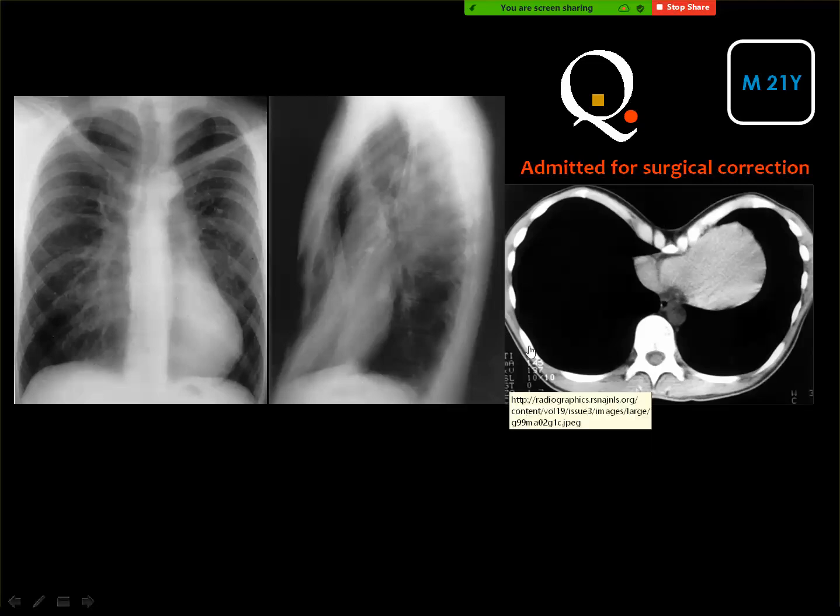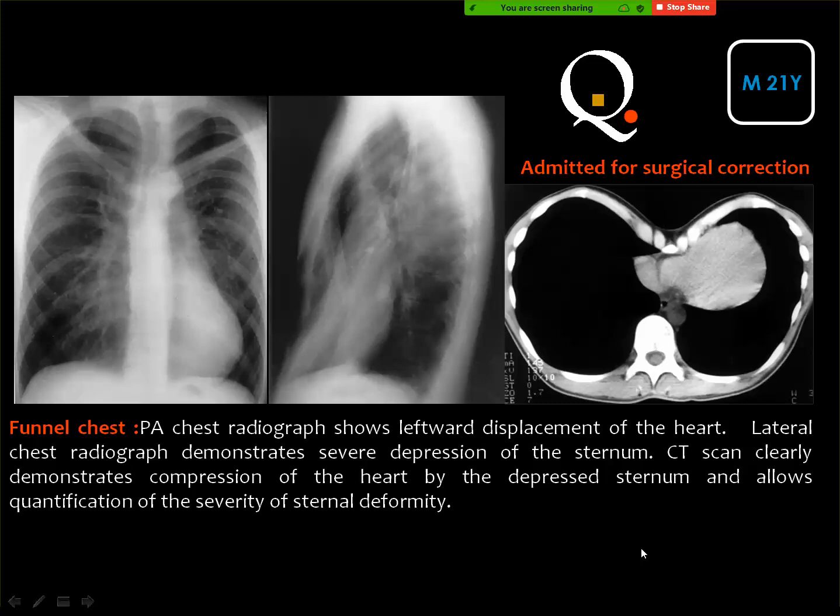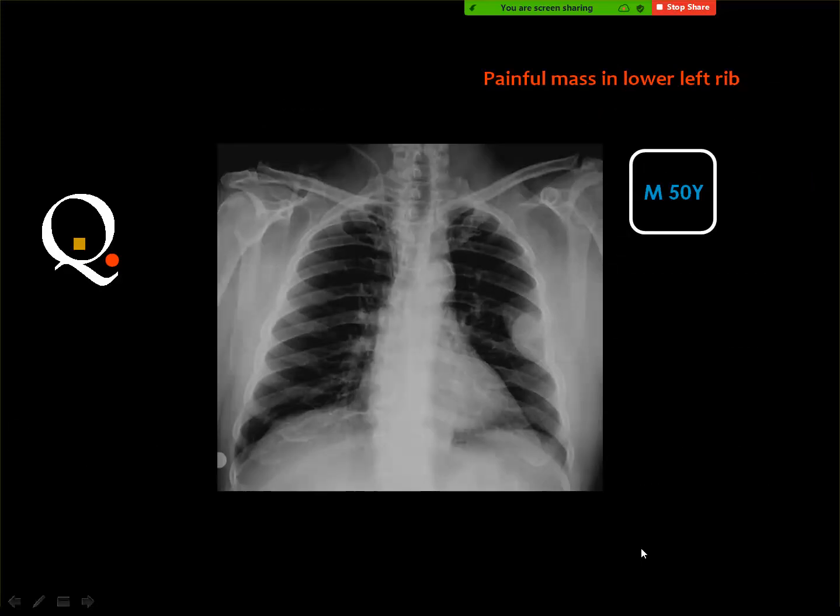Then if you are lucky enough and you have the lateral X-ray, then you can see that the sternum is compressing the cardiac shadow, which will go to the left side as you can see here, and this is pectus excavatum.